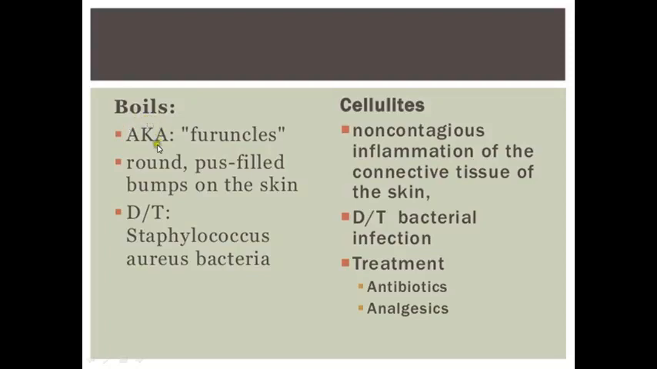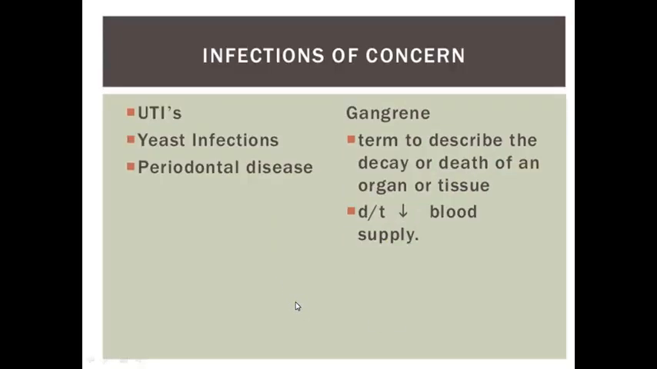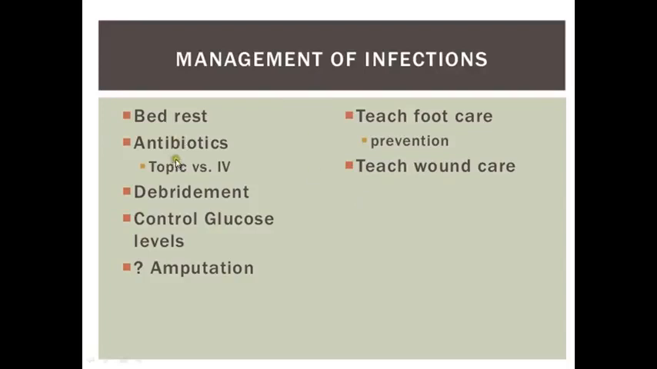They can have boils, also known as furuncles, round pus filled bumps on the skin, and usually Staphylococcus aureus bacteria is responsible. They can have cellulitis, a non-contagious infection, inflammation of the connective tissue due to the bacterial infection. So treatment is antibiotic and analgesics. They can keep on having UTI, yeast infections, periodontal diseases. Then there can be gangrene, not only of the foot, but of the hand and of the finger as well. Management is bed rest, antibiotics, which can be given by topical or IV, debridement, good glucose control. Sometimes the foot needs to be amputated.